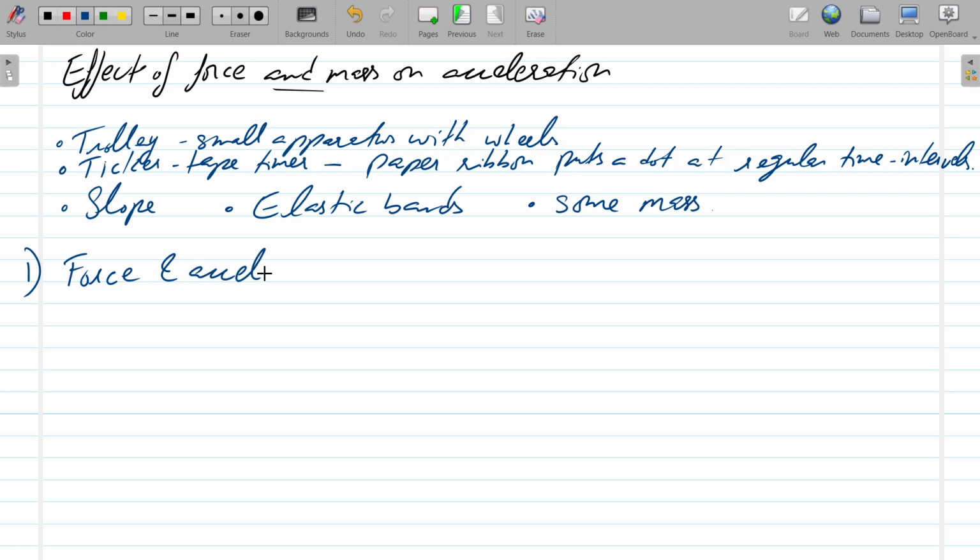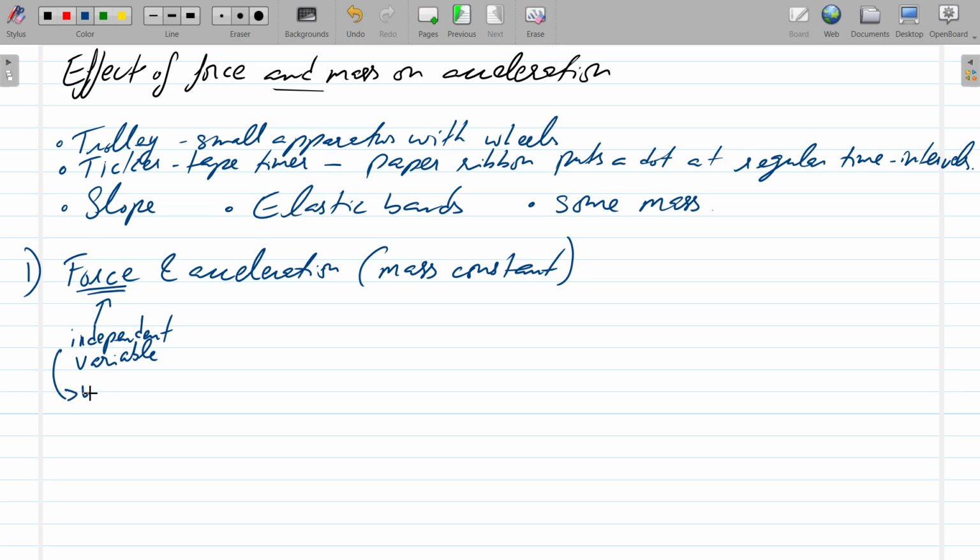And in this case, we're going to keep the mass constant. Now, in experiments, the variable that you want to test, basically what you're testing over, is the effect of force on acceleration. So in scientific terms, this is called the independent variable. Why is it independent? Because it is under your control.